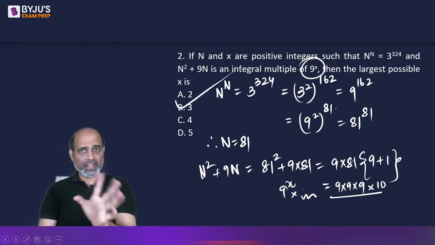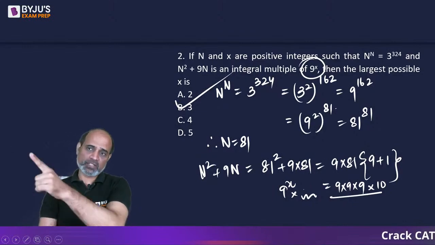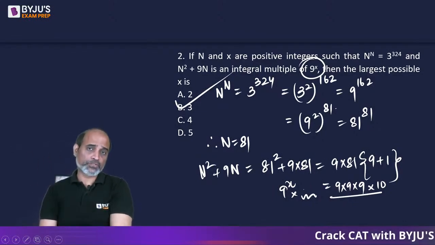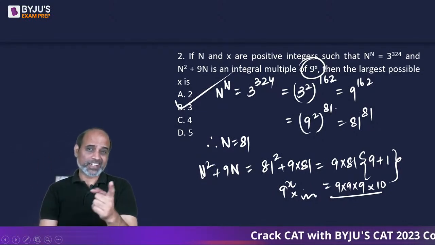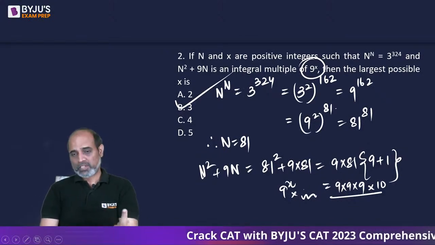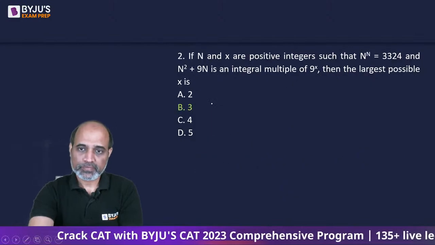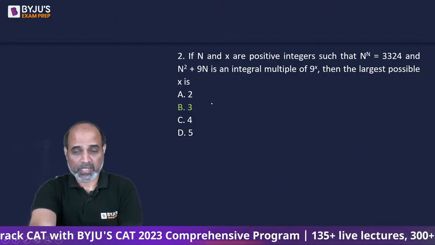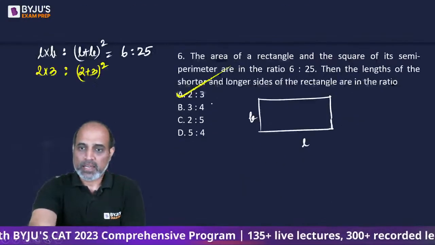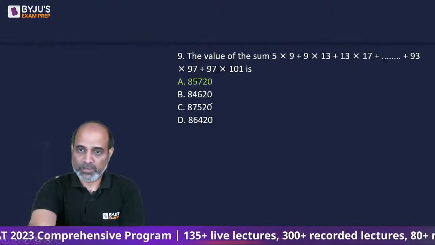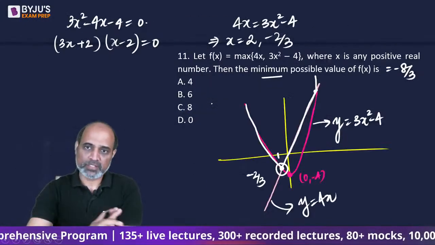So 9 to the power n was not needed. The question is perfect. It's just that the superscript 324 was missing there. It was written as 3324, remember? So that was not working. So the value of x will be 3, minimum. Sorry, maximum, largest possible.